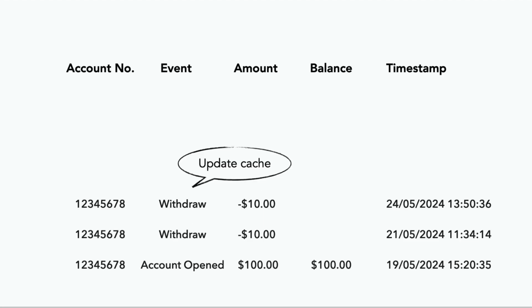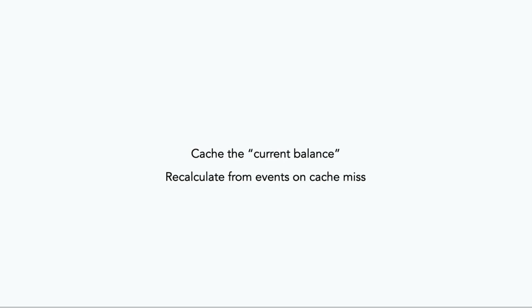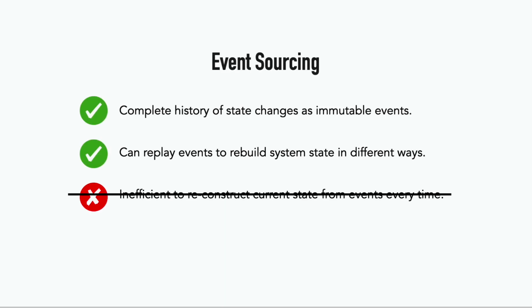But you might be thinking, well, that sounds a lot like caching. Can we just cache the current balance instead? And every time we save an event that affects the balance, we will just update the cache. And if we ever get a cache miss, then we can recalculate the current state from the events, which will be expensive, but we will only do that if there is a problem with our cache or we decided to flush the cache because we made a change to the business logic and need to replay all the events anyway.